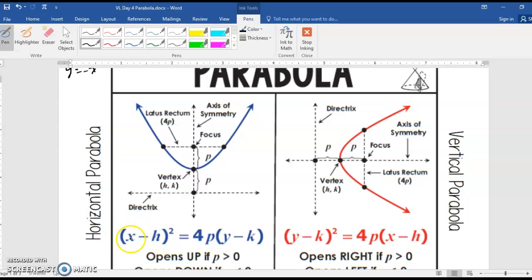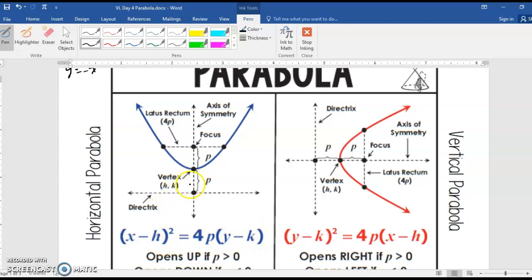h is always attached to the x, always attached to the x. So here the x is on the right side doesn't mean that this is going to be your h. So don't get confused with that. It's a common mistake I see. So h is attached to the x, k is attached to the y, right?